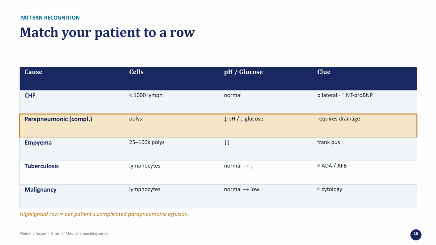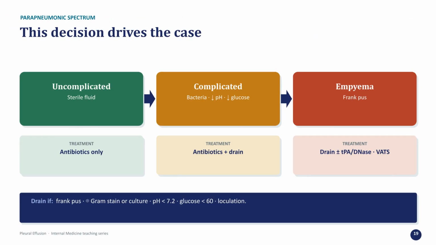Glucose below 60 suggests infection, malignancy, or rheumatoid disease. A low pH in a parapneumonic effusion is a major red flag indicating the need for a drain. Cell counts also guide us. Neutrophils suggest acute processes, while lymphocytes point toward tuberculosis or cancer. Other specialized tests help identify rare causes.